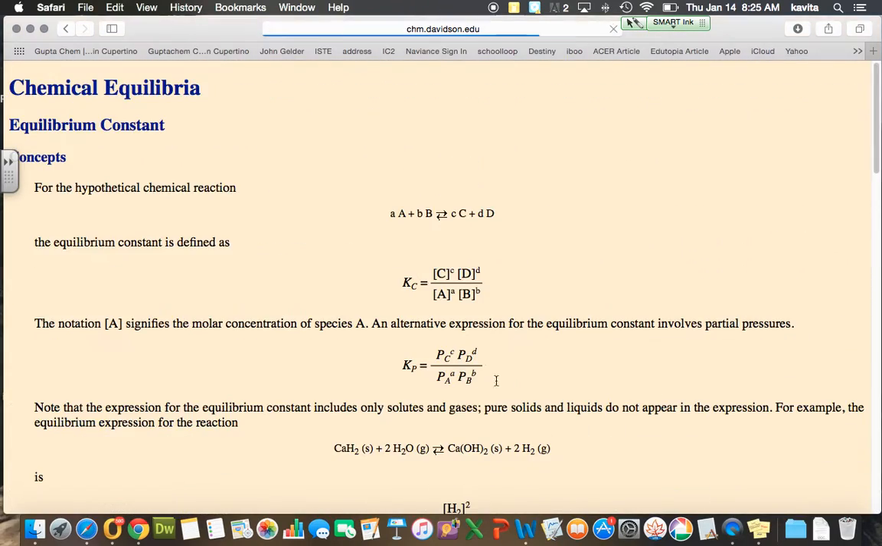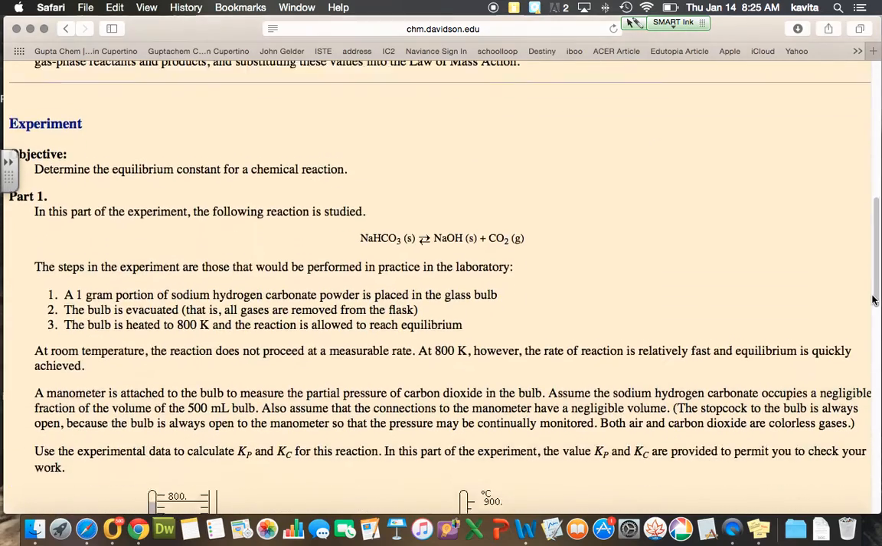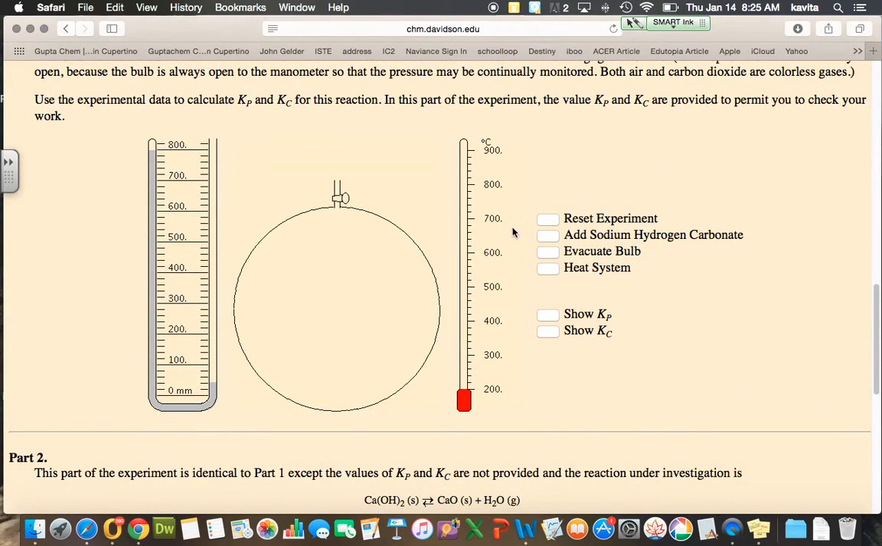Moving on to the next page, you see an interactive here for heating up NaHCO3. So we reset the experiment, we add sodium hydrogen carbonate here, we evacuate the bulb to make sure there is no gas present. And now when you heat it, NaHCO3 makes carbon dioxide, and carbon dioxide's pressure is visible here. Let me put some numbers here. This to me seems like 210 on this side, and let's take this to be 630 on this side.